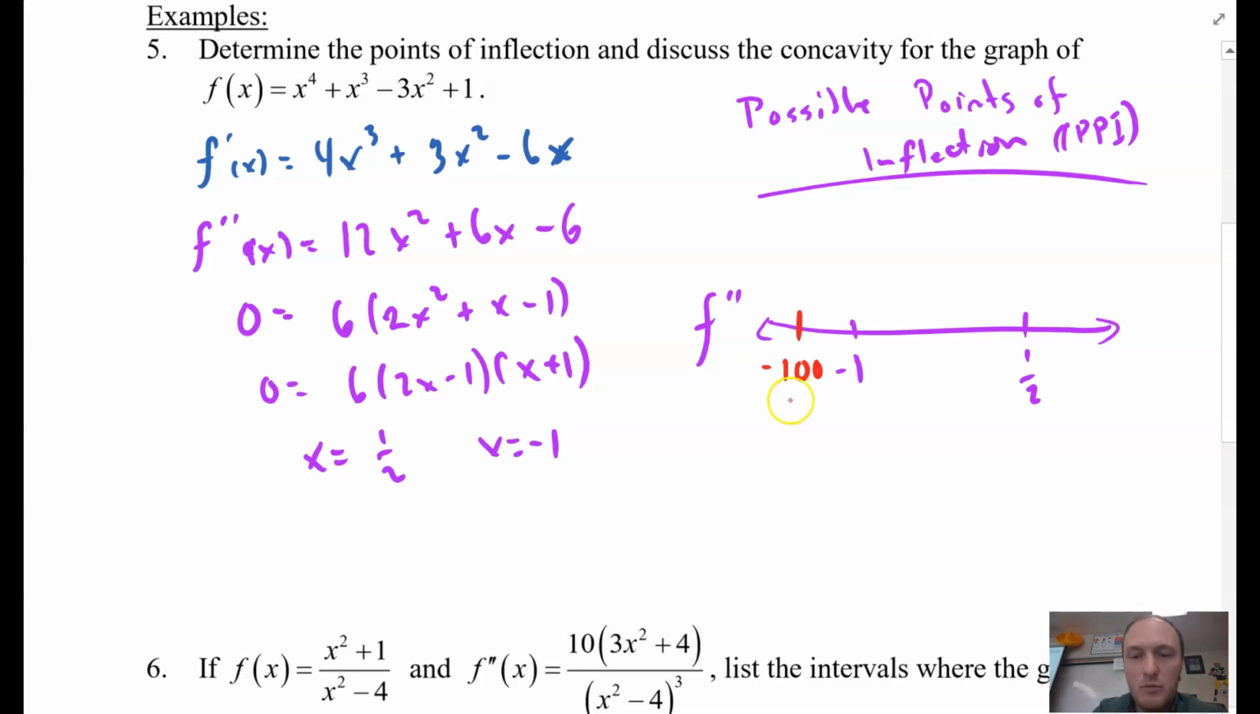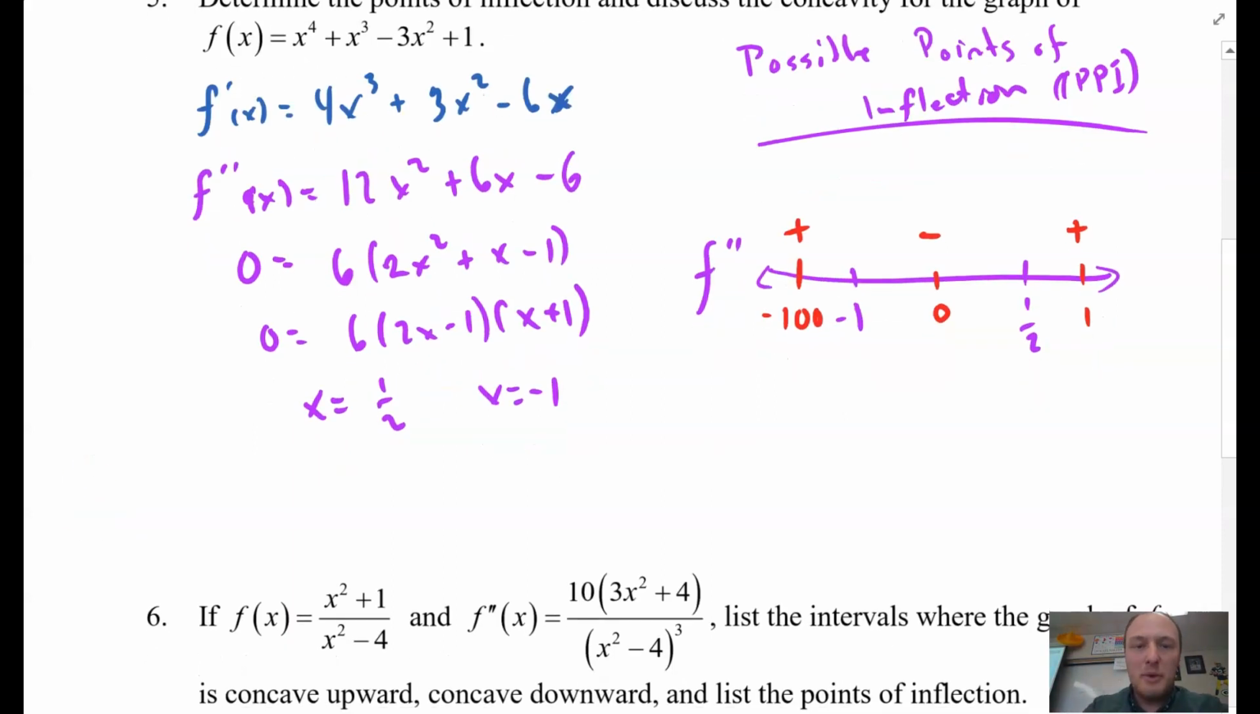I'll pick -100. If I plug in -100 over here, we get a negative times a negative, which makes this positive. In the middle, we'll test 0. If I plug in 0, we get a negative times a positive, which makes this negative. And if we plug in 1, I get a positive times a positive, which makes this positive. Again, I'm plugging these values into my f double prime to see if it is positive or negative.